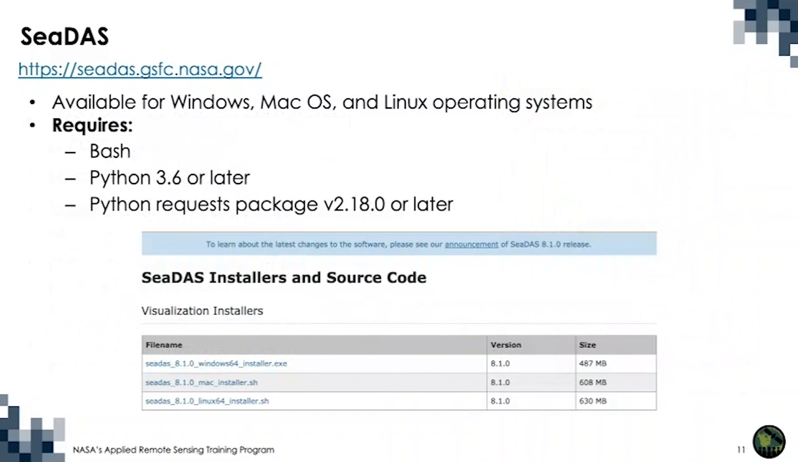SeaDAS is available for Windows, Mac operating system, and Linux operating systems, and it requires Bash shell, Python 3.6 or later, and Python requests package version 2.18 or later. As you can see, here is the link to different versions. So this is for Windows, this is for Mac, and this is for Linux.